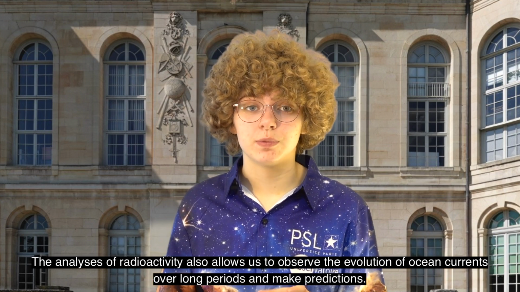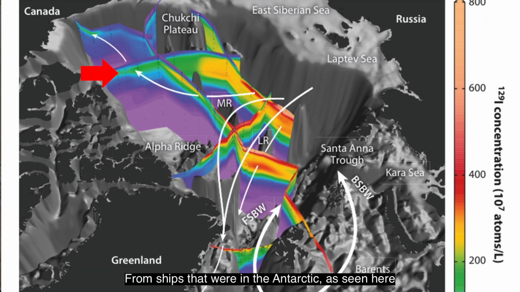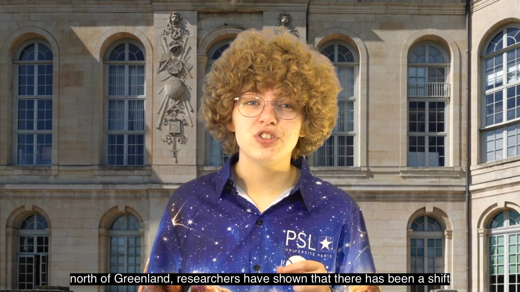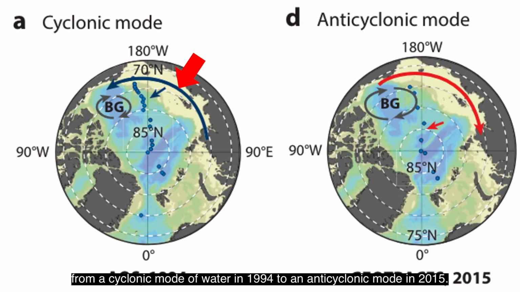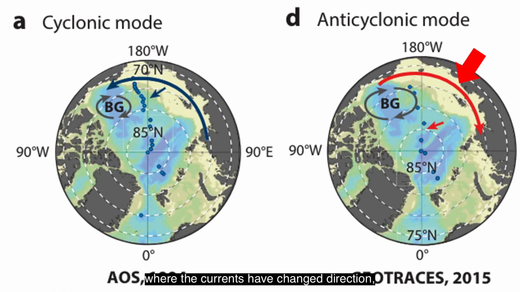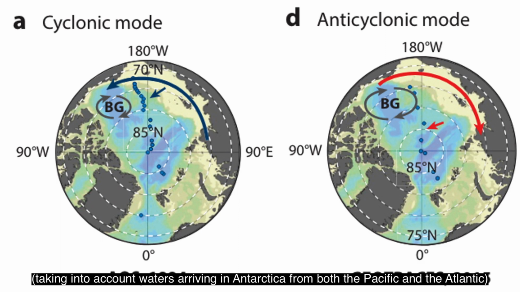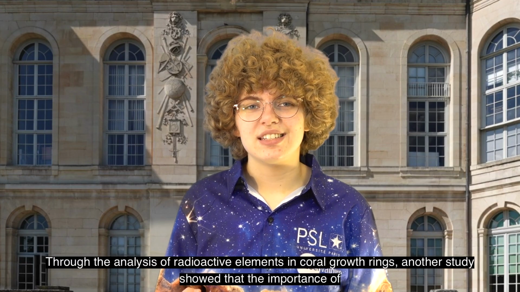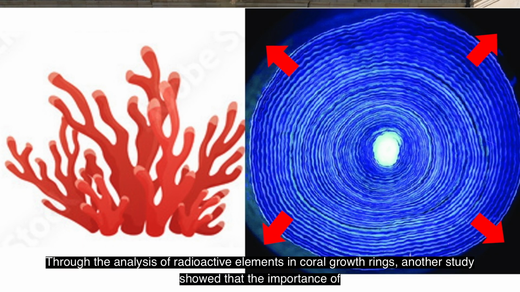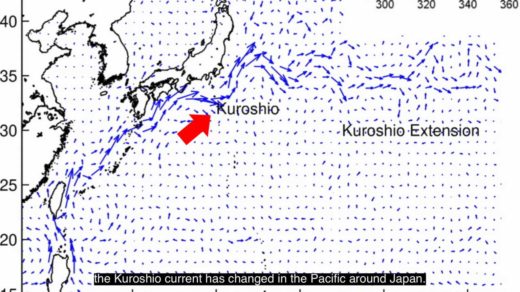The analysis of radioactivity also allows us to observe the evolution of ocean currents over long periods and make predictions. From ships that were in the Antarctic, as in here north of Greenland, researchers have shown that there has been a shift from a cyclonic mode of water in 1984 to an anticyclonic mode in 2015, where the currents have changed direction, taking into account waters arriving in Antarctica from both the Pacific and the Atlantic. Through the analysis of radioactive elements in coral growth rings, another study shows that the importance of the Kuroshio current has changed in the Pacific around Japan.